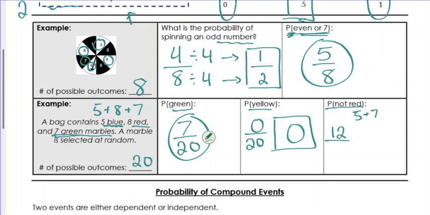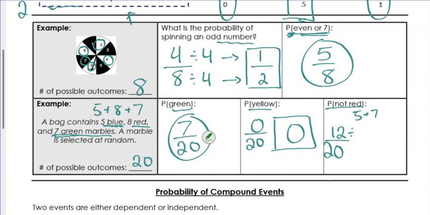So that's 12 out of our total of 20. And then I recognize that those are both even numbers, so I definitely need to divide by at least 2. But I also recognize I could divide the top and the bottom by 4. If you don't recognize that, that's okay. You can just divide by 2 and then divide by 2 again.